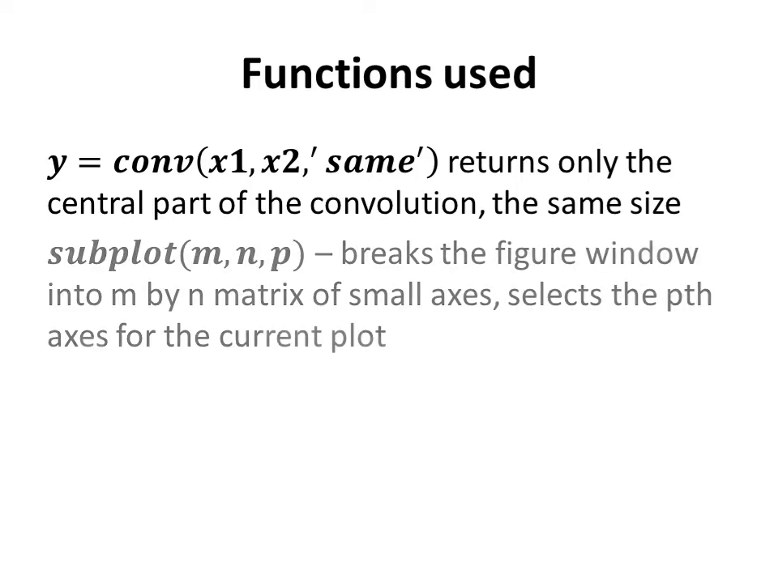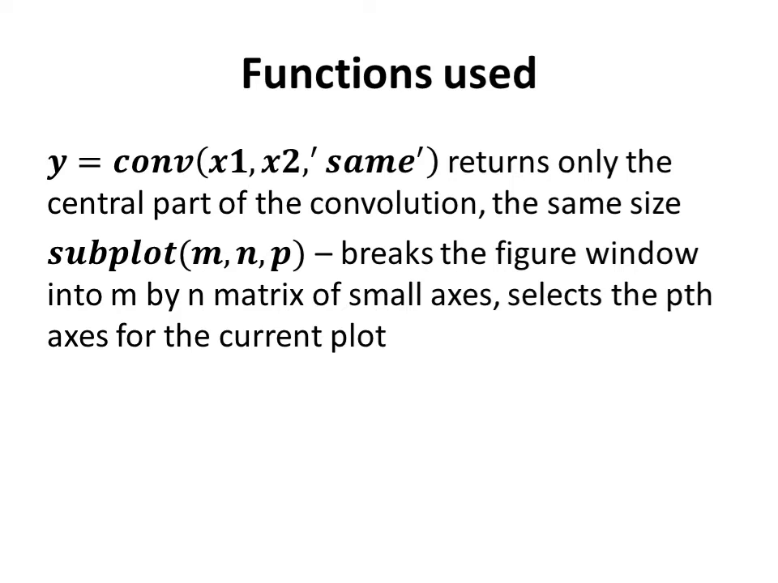what it does. Then the next one is the subplot command. In the subplot command, there are three arguments, m, n and p. What it does is break the figure window into an m by n matrix. M by n matrix means m number of rows and n number of columns. And p selects the pth axis.